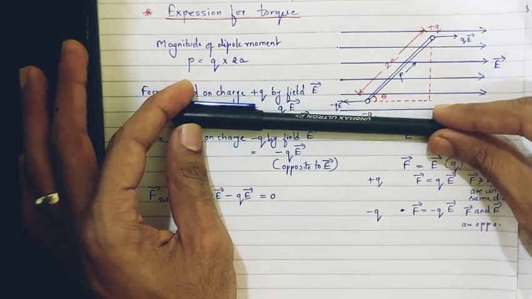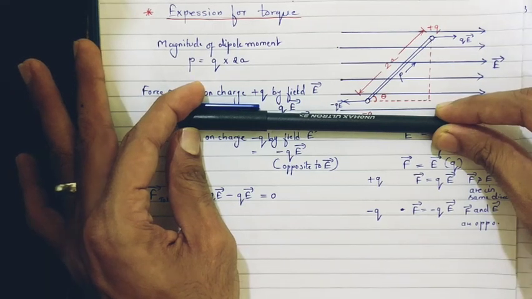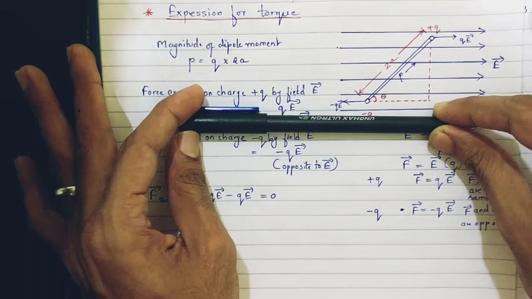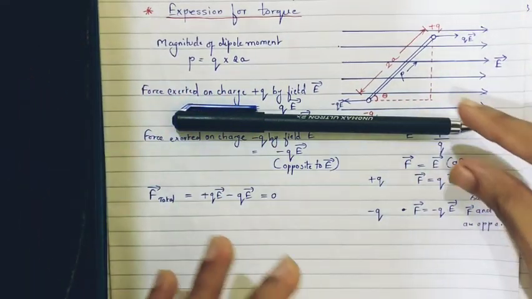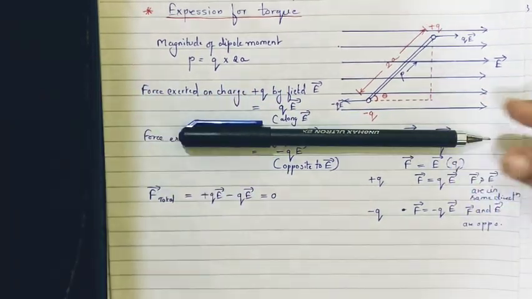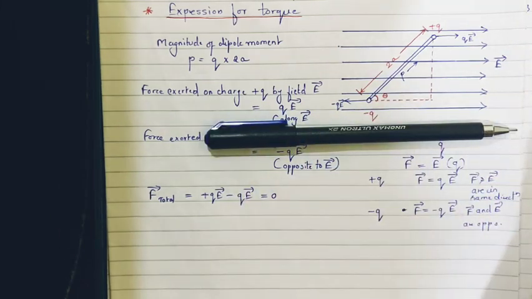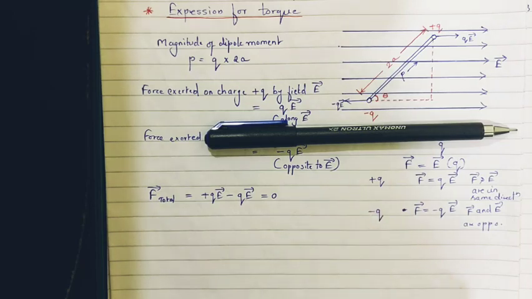Supposing I am applying 5 Newton this side and 5 Newton this side, equal and opposite forces. Then definitely this body is not going to move from its position. This body will remain stationary. For example, I apply 10 Newtons over here, 5 Newton over here. Obviously this force is more, so the body will move this side, or vice versa maybe. But since the forces are equal and opposite, the body is not going to move.